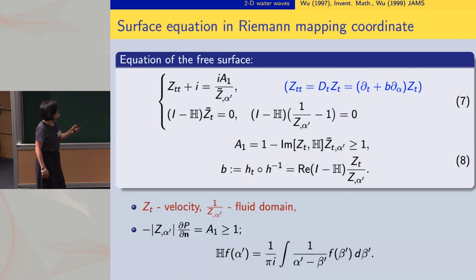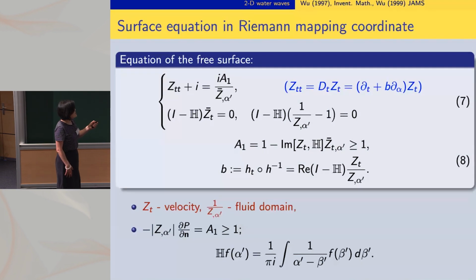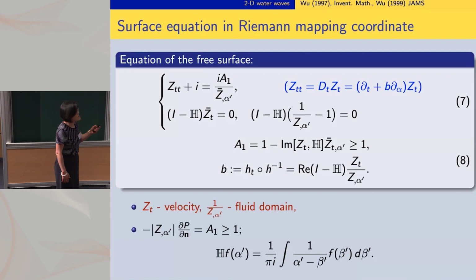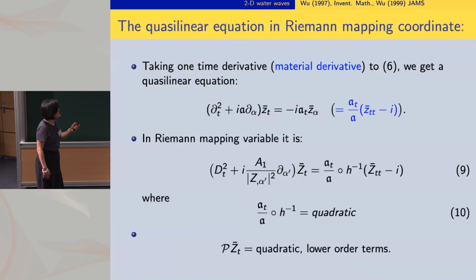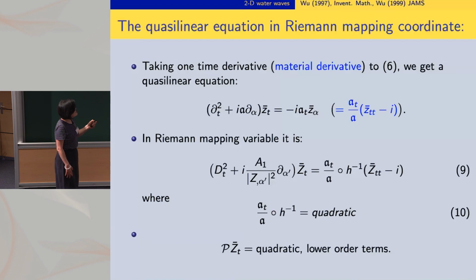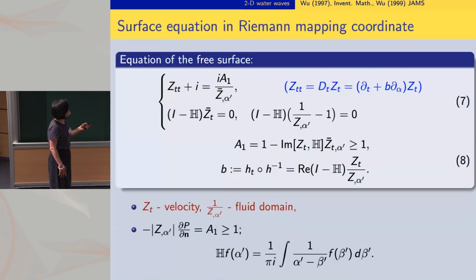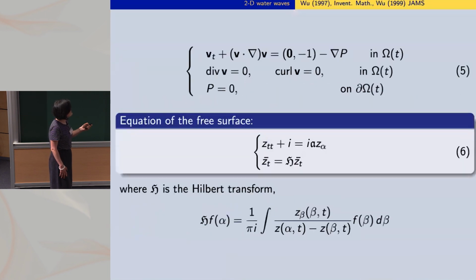So by now this is really a closed equation, and the problem is we still cannot solve it because it's fully nonlinear. It turns out that if you just take one more time derivative of the first equation here, the Euler equation, you get a quasi-linear equation. So I go back to the Lagrangian coordinate, and just take one time derivative of this equation.